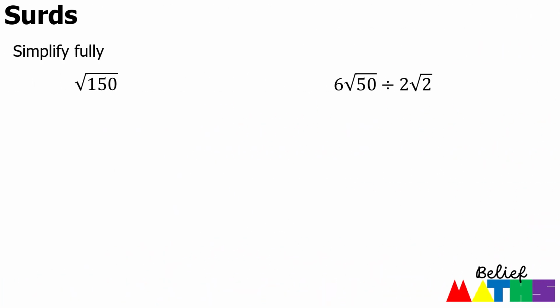The next topic is surds, which is a topic that's only really useful when it comes to the non-calculator paper, because on a calculator paper you can just put it on your calculator and get your answer. Now, when simplifying surds, what we need to do is find the factors of 150, and we're trying to find one of the factor pairs that gives us a square number.